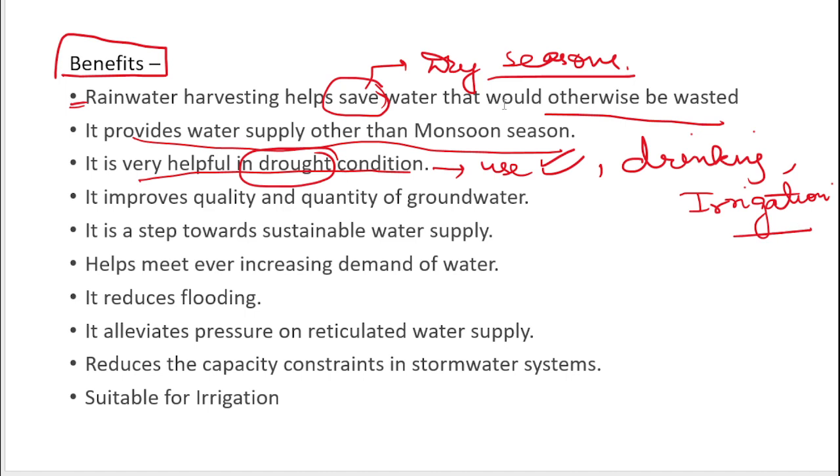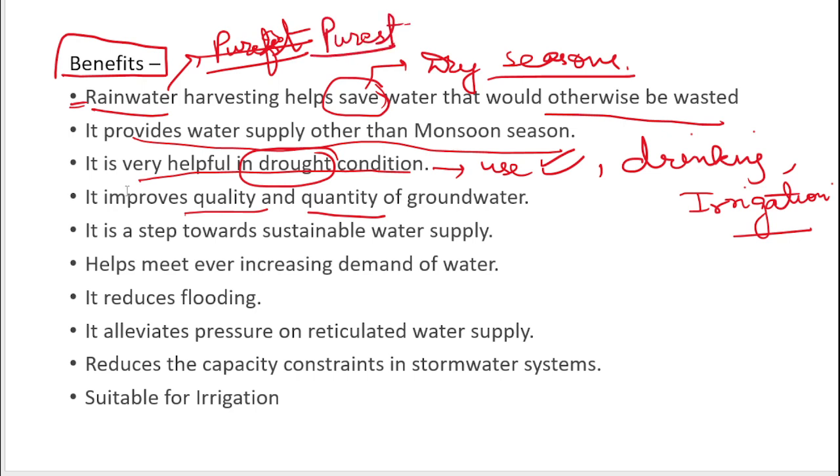It improves the quantity and quality of ground water. Quality and quantity will both be added, we all know. And rainwater is the purest form of water. We all should know that rainwater is one of the purest forms of water, and when it is stored, the quality of it is also good and the quantity will increase because we are harvesting rainwater there.